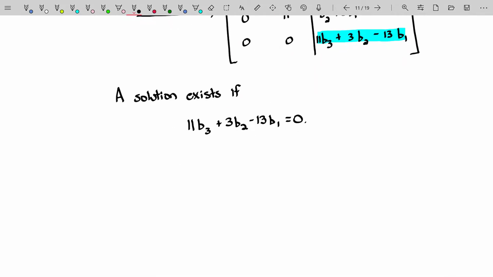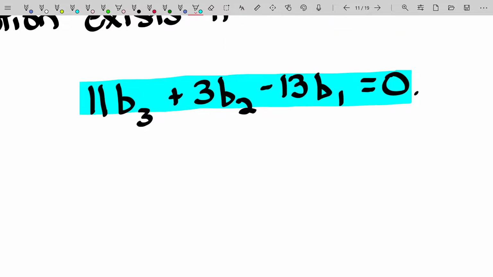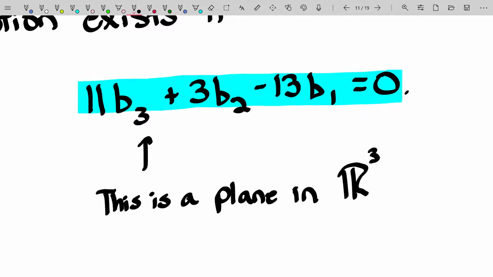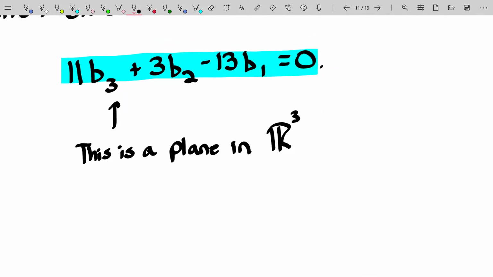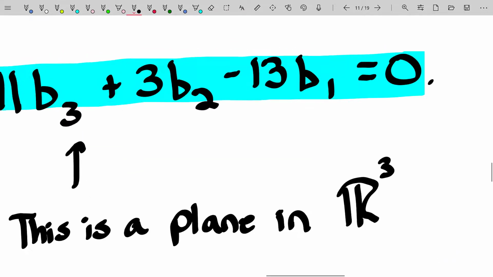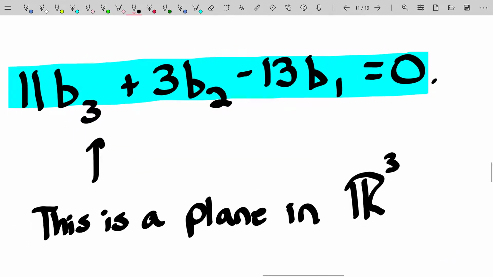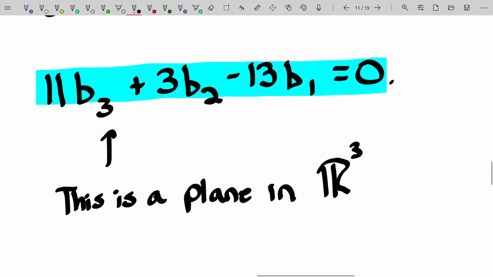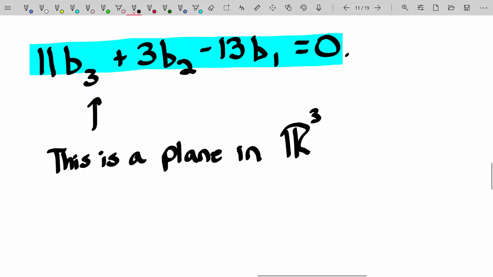However, how do you visualize what this means? Well, first of all, the solutions to this equation represent a plane, an infinitely long piece of paper, I guess you could say, in R cubed. But not only that, it's a plane in R cubed that goes through the origin, because if you allow B1, B2, and B3 to identically be 0, it makes this equation true. So this is a plane in R cubed going through the origin.